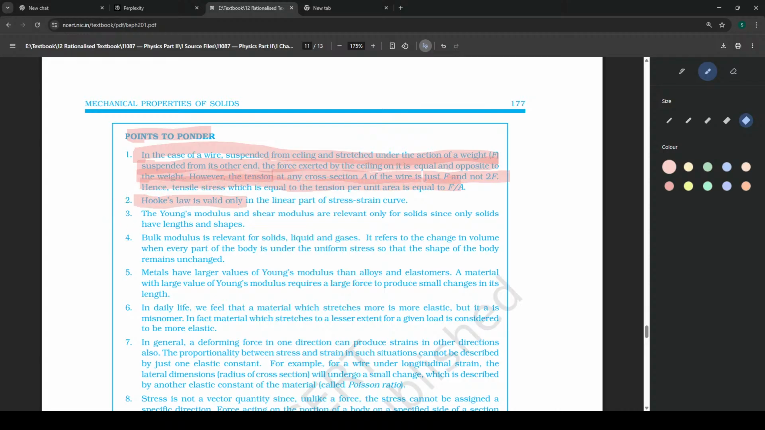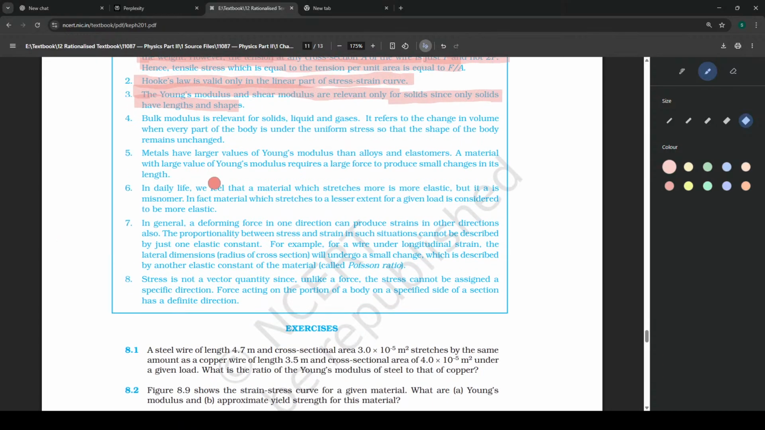Hooke's law is valid only in the linear part of the stress strain curve, basically when they are proportional. The Young's modulus and the shear modulus are relevant only for solids, since only solids have lengths and shapes, as I said before. But if that was the case, then we can oppositely say that bulk modulus is applicable for most states of matter, as solids, liquids, and gases all have a volume.